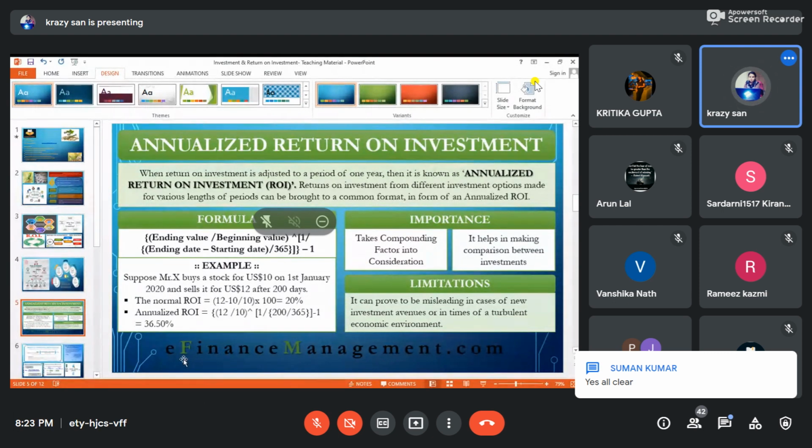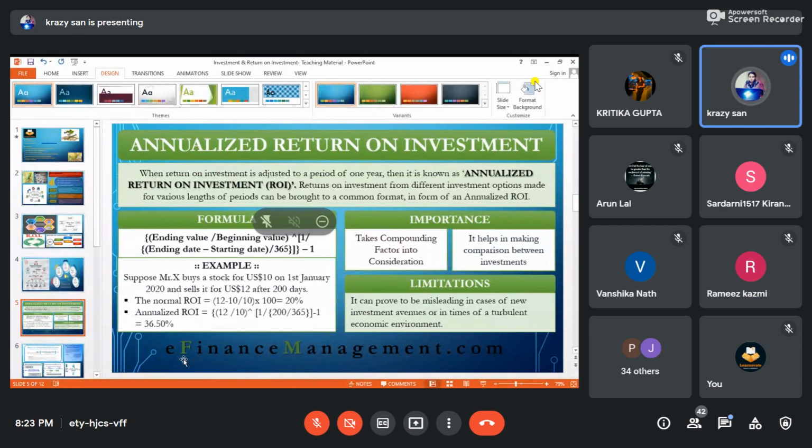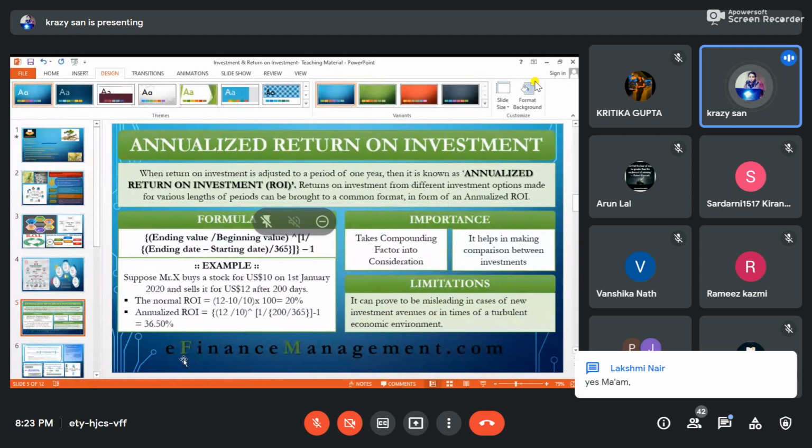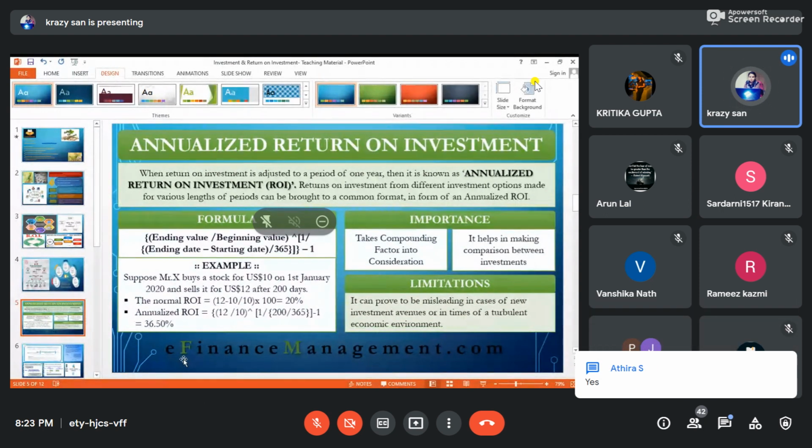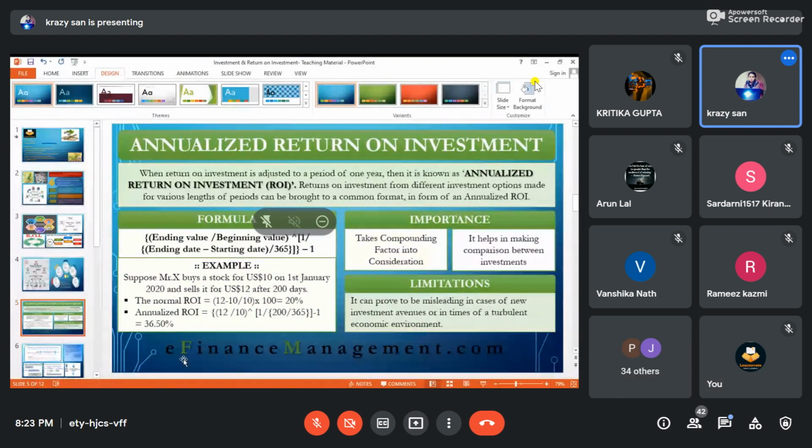Okay then, I hope with the formula and with the example, it is clear to you all. So let's go to the next. Over here, you have to understand that Mr. X bought at 10 rupees and sold it at 12. In a normal concept, you will see 2 rupees was the increase, right? But when you go with the percentage value, how much was it? It was 20% in normal, and in annualized, it came out to be 36.50, which means 16.50 more because of annualizing.